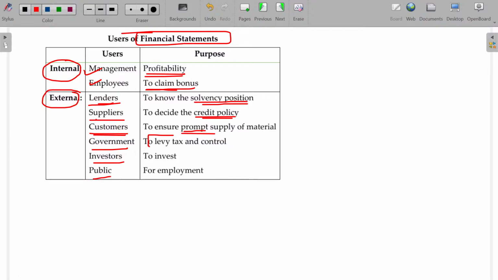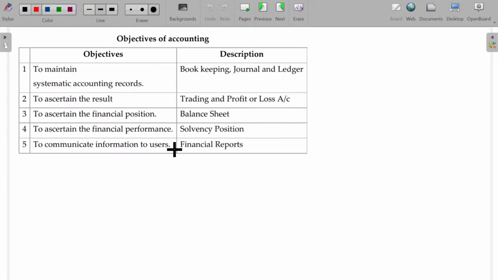The government uses it to levy the tax, and investors decide whether to invest in this company or not based on the financial report. And in case of the public, for employment or general information or research and development purposes, they may use the financial statements.